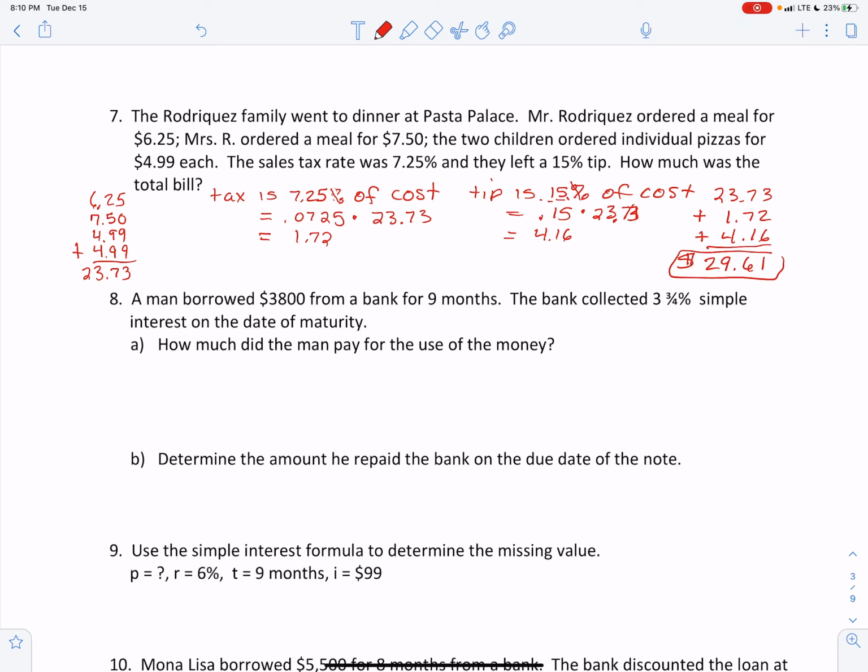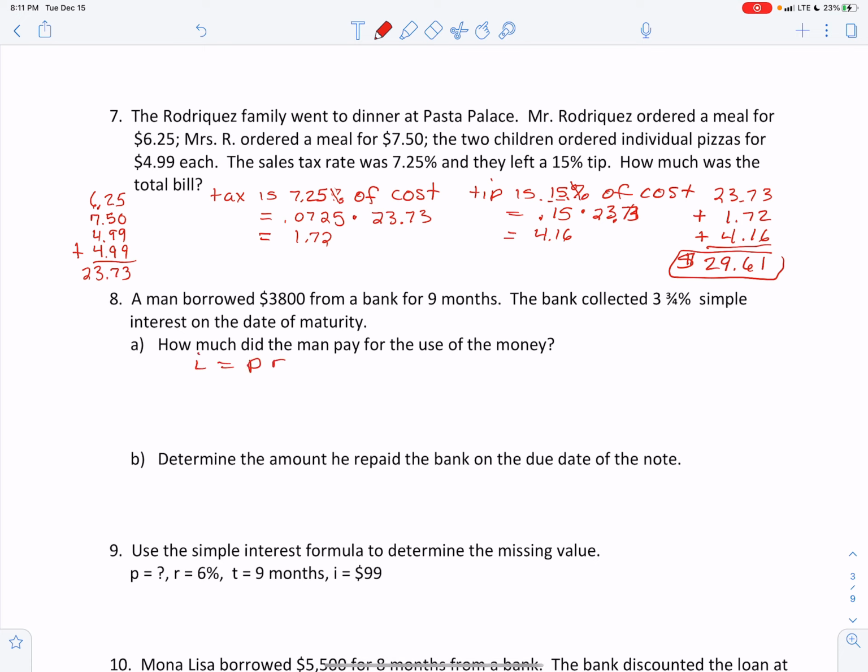Eight. A man borrowed $3,800 from a bank for 9 months. The bank collected 3.75% simple interest on the date of maturity. We want to know how much did the man pay for the use of the money. So what it's asking us for is to calculate the simple interest.